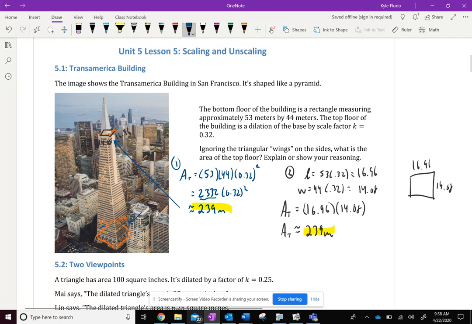Anyways, that's all for this video. We'll move on to working backwards by giving the area and finding the scale factor.